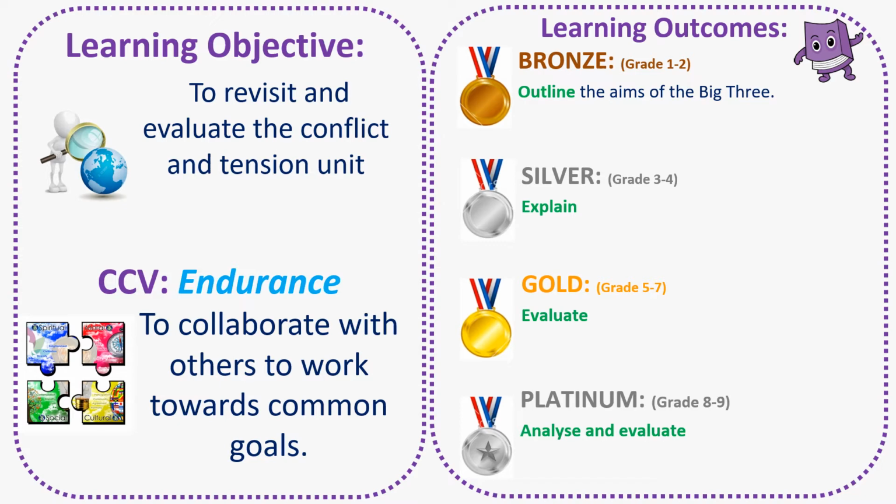So in terms of our intent, why are we learning this? What's the point of this? This is to assess what you know from one of your 3 GCSEs. This is your conflict and tension unit that you've done this year with me. And we'll also be going over your previous 2 units. So Germany, from Kaiser through to Hitler, which you did in year 9, and your medicine unit, which you did in year 10. We'll be looking at both of those as well.